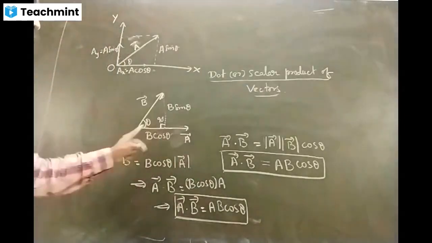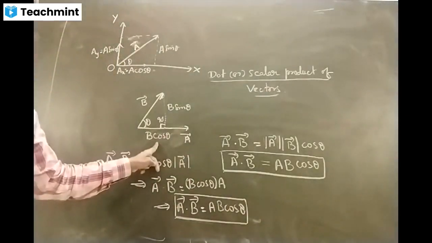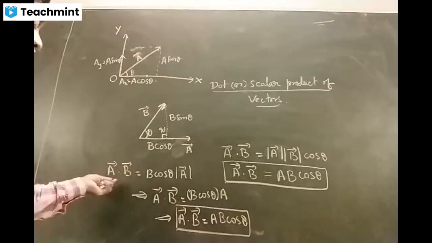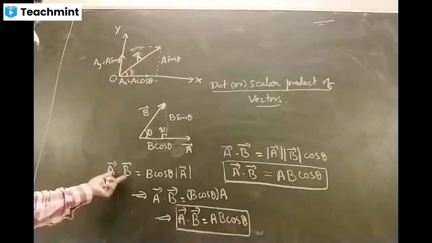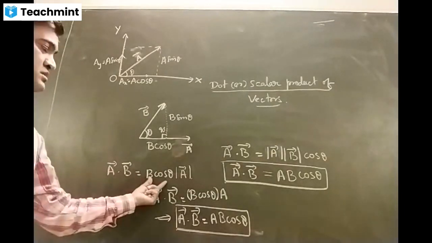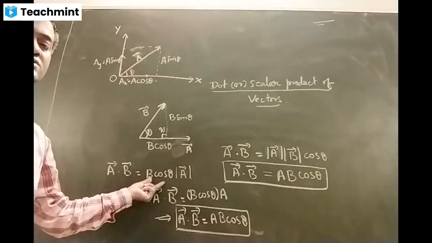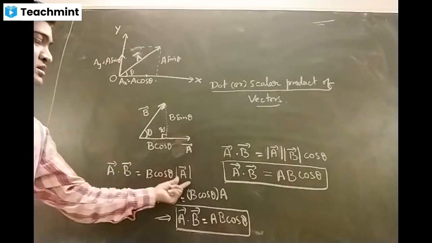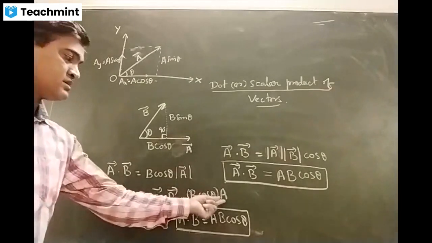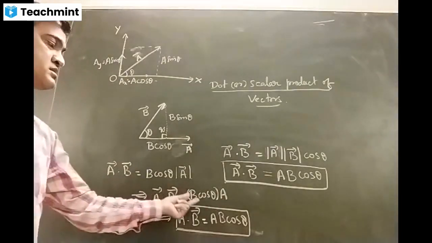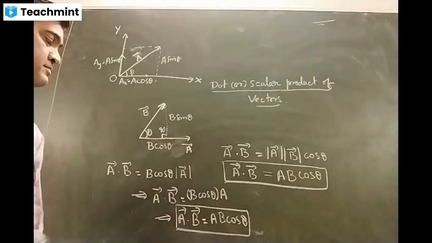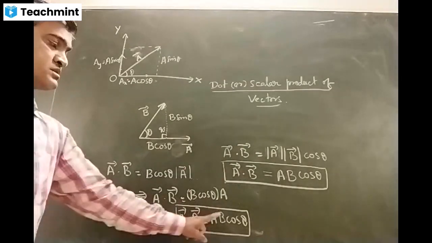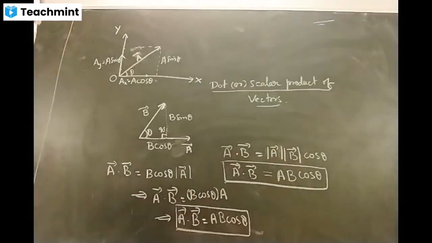A bar. So I need to multiply these two to get the final result, which I'm denoting as A bar dot B bar. So A bar dot B bar is equal to nothing but B cos theta into modulus of A bar. Modulus of A bar is nothing but A simply. So A bar dot B bar is equal to B cos theta into A. And finally, I'm getting the same result: A bar dot B bar is equal to AB cos theta.